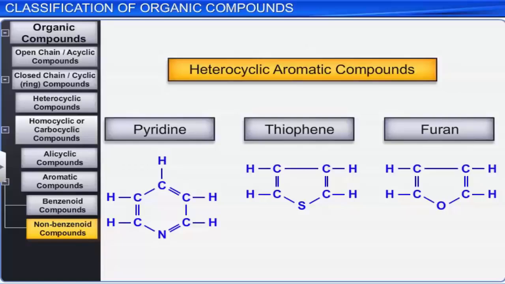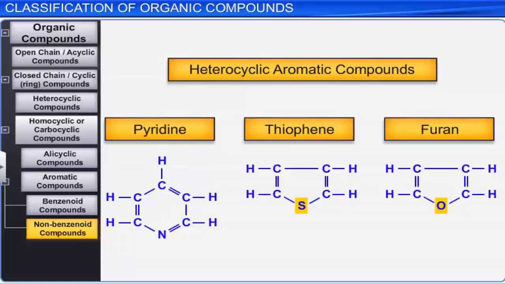These compounds contain heteroatoms such as nitrogen, sulfur, or oxygen in addition to carbon atoms in the ring and resemble benzene in their properties. For example, pyridine, thiophene, and furan are heterocyclic compounds containing heteroatoms nitrogen, sulfur, and oxygen respectively.